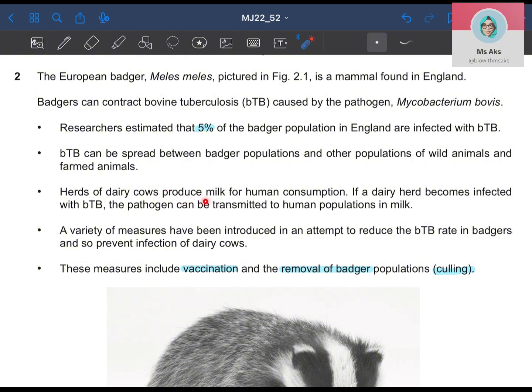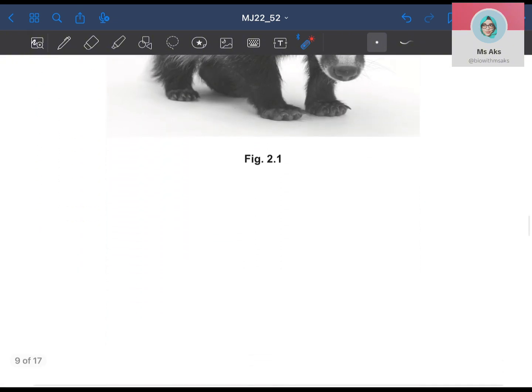Herds of dairy cows produce milk for human consumption. If a dairy herd becomes infected with BTB, the pathogen can be transmitted to human populations in milk. A variety of measures have been introduced in an attempt to reduce the BTB rate in badgers, so preventing the infection of dairy cows. These measures include vaccination and also the removal of badgers, which is culling. Alright, so let's look at the questions.